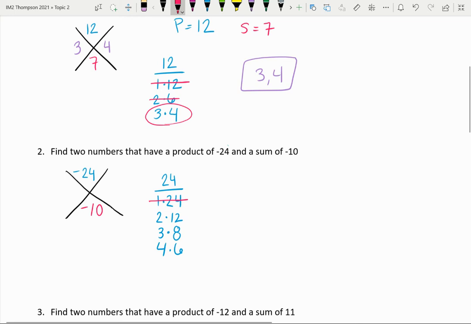2 plus 12 is 14. Subtract, I get 10. That's a possibility. 3 and 8, I get 11. Subtract, I get 5. That doesn't work. 4 plus 6, well, that's also 10. So I could have more than one possible combination.